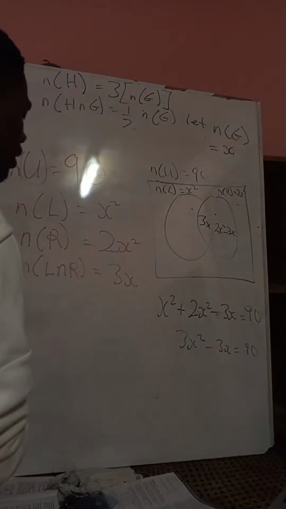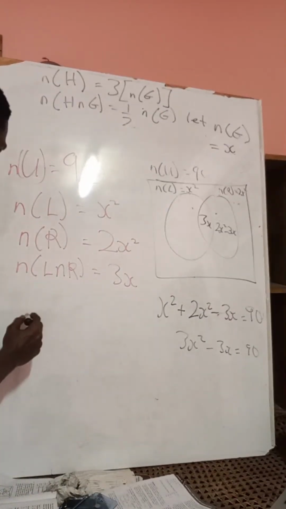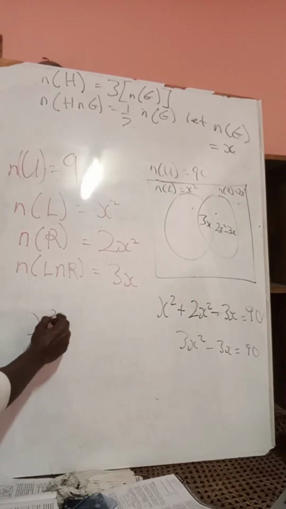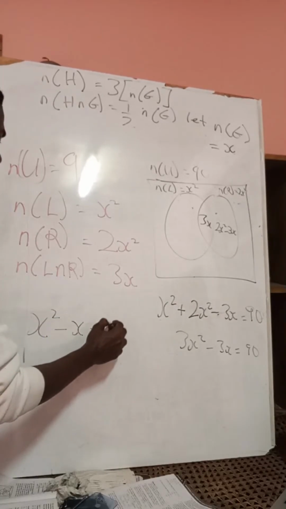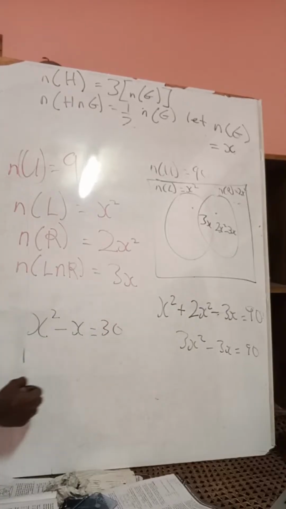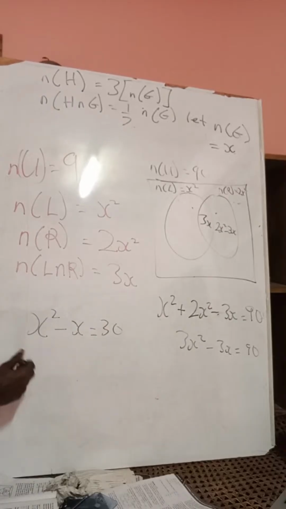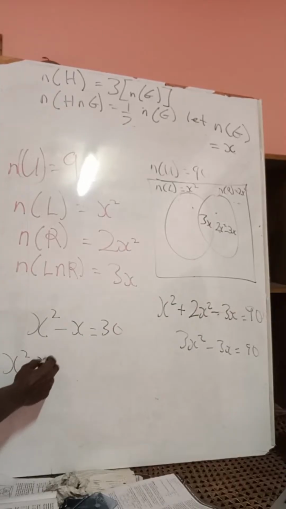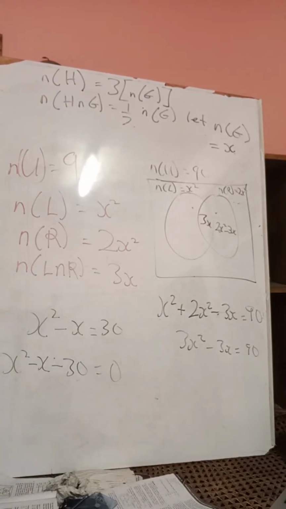So from here, we can divide through by 3. From here, we'll be having S squared minus x equals 30, right? Then this one will come to be S squared minus x minus 30 equals 0. You will simplify this one.